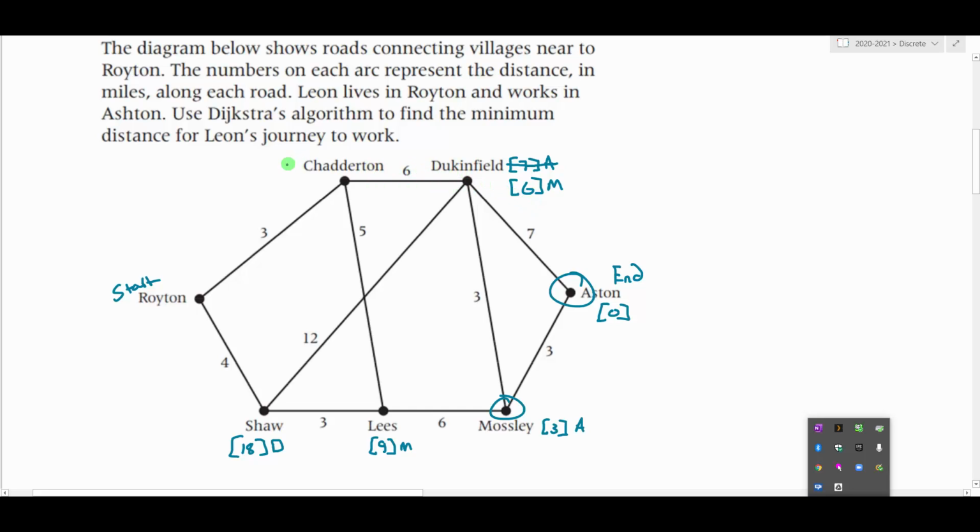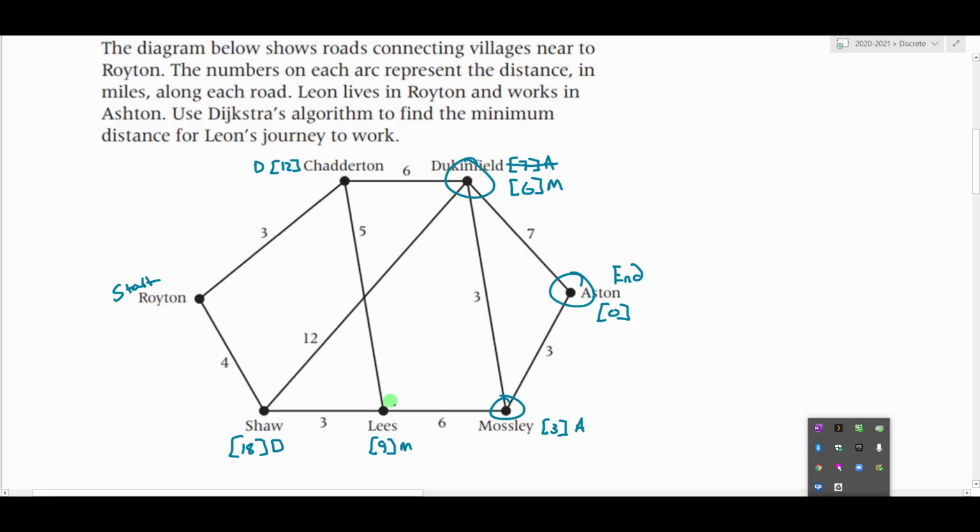6 plus 6 is 12. So I'll put a 12 there and put a D next to it. And Duncanfield has been visited. So then again, I look at my vertices, right? So 9 is currently the shortest one, right?